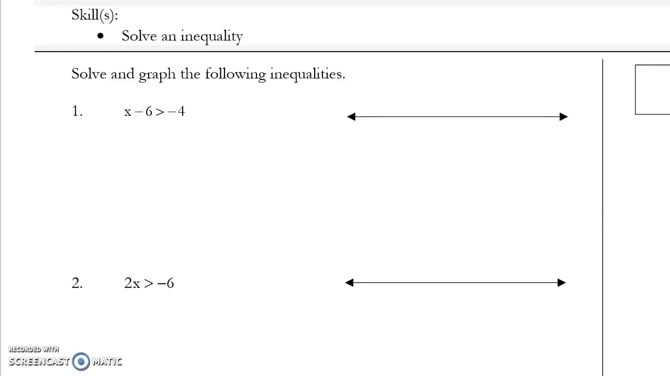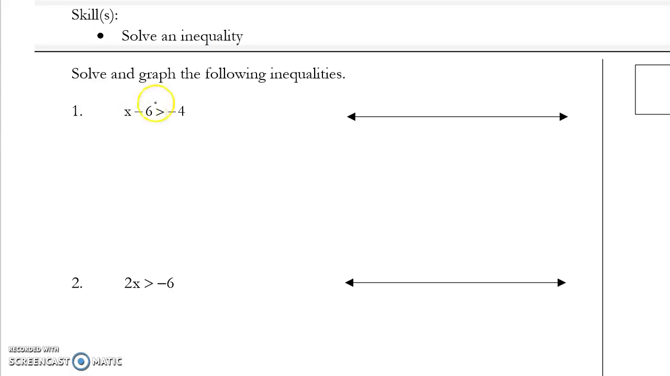Today's video we are going to solve inequalities and then graph our solutions on a number line. The great news here is solving an inequality is the exact same process as solving an equation. Exactly what we reviewed in class the day before.